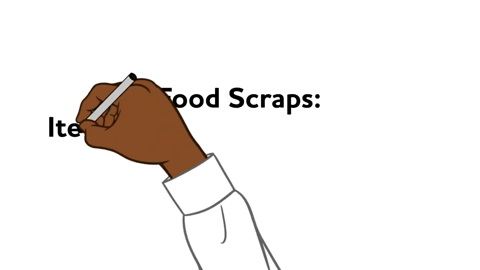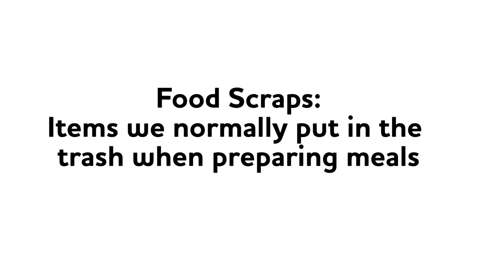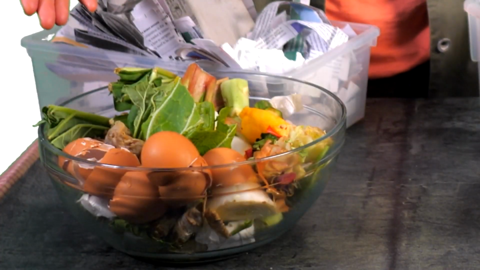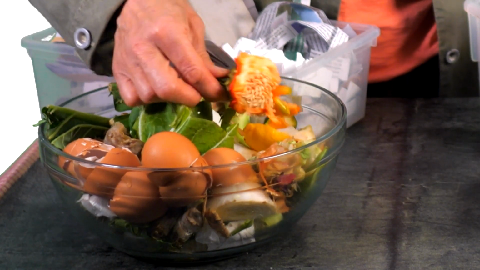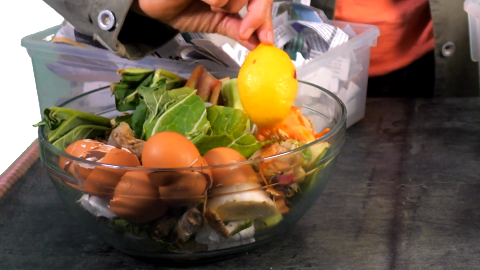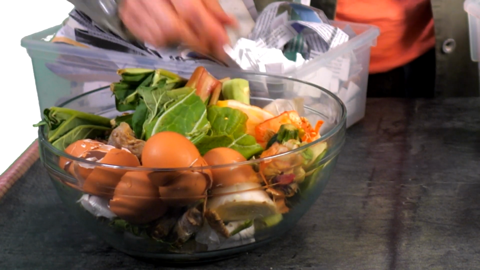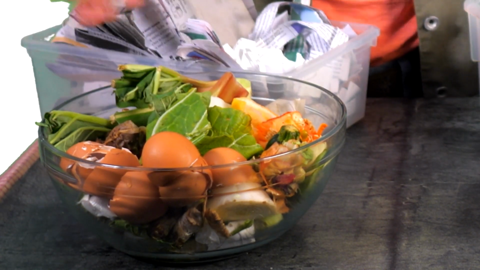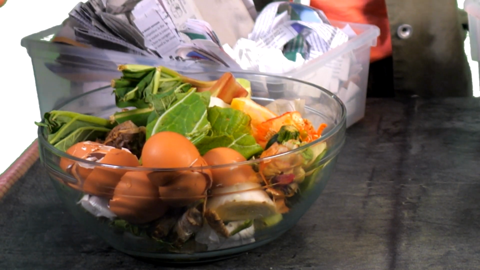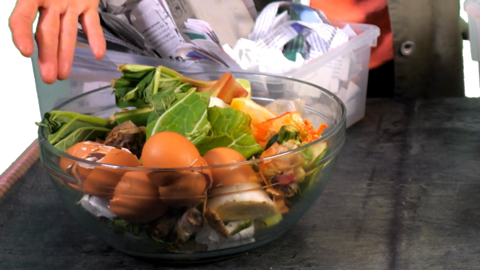The next important term from this lesson is food scraps. When we mention food scraps, we're talking about pieces of food that you might normally think about putting into the trash when you're preparing a meal. And I have a few examples right here. We have the ends of lettuce, the core of a pepper, lemon rinds, zucchini tops, eggshells, tea bags. So all of these are food scraps that you might normally put into the trash.